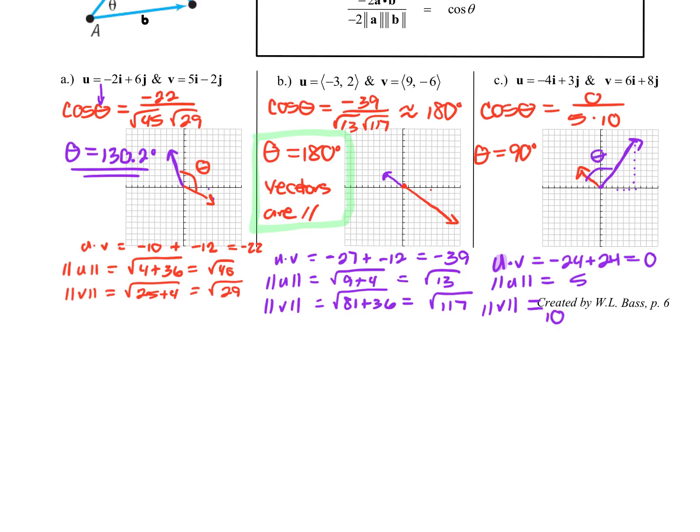Well, if you've graphed these properly, your two vectors should look like they're perpendicular. And sure enough, if you get an answer of 90 degrees, that also will tell you that your vectors are perpendicular. Now, in the world of vectors, this is called orthogonal. So make sure that you know that word.